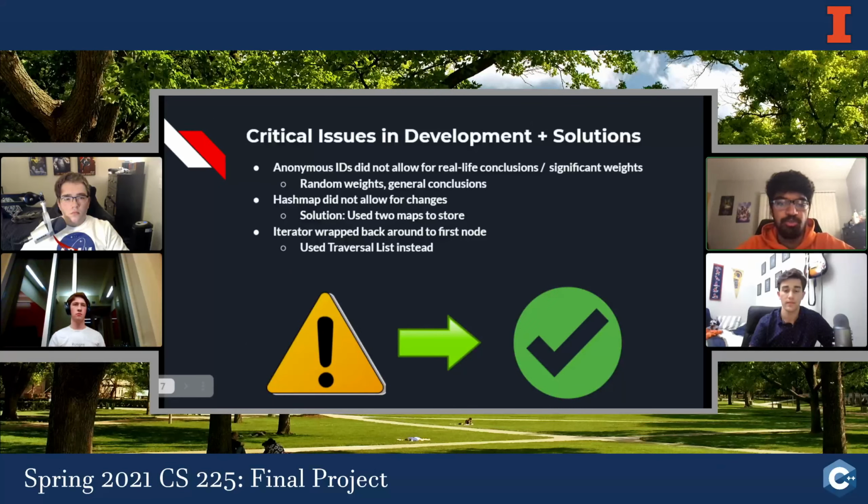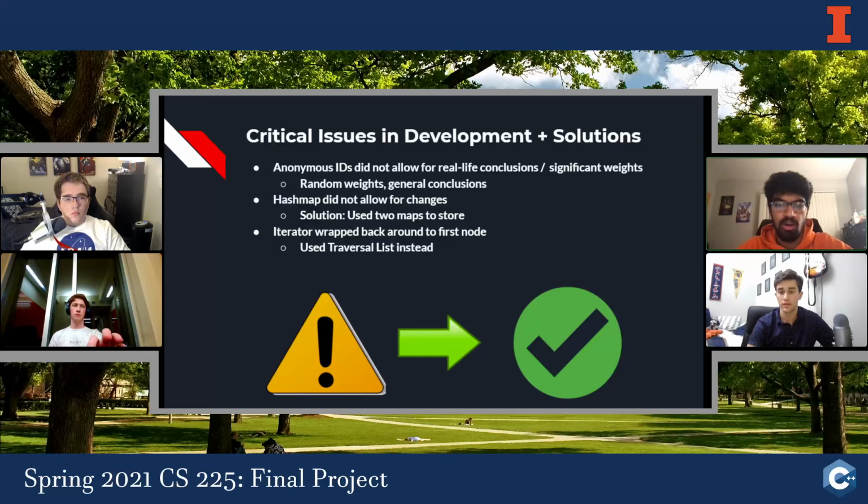So most of our critical issues revolved around the fact that the data we received were anonymous and didn't really have a real life analog. They were given as integers for the sake of anonymity of the users. So we were not able to have significant weights for different edges because there was no distance given or anything that could be used as a weight. So instead, we chose random weights incremented at a standard rate, and our conclusions were more general, just trying to figure out just how YouTube networks work, and you'll see that in the next slide.